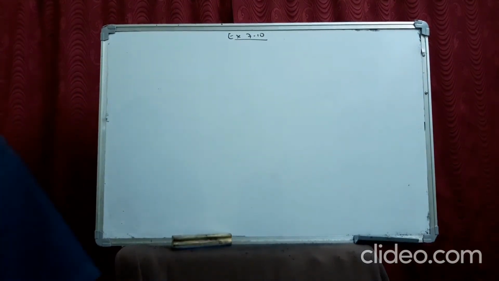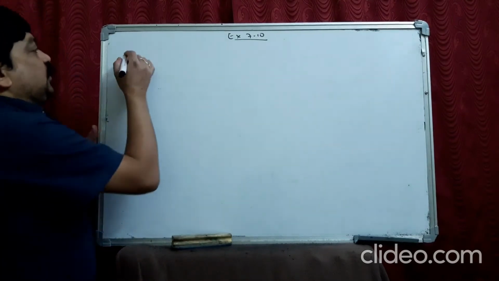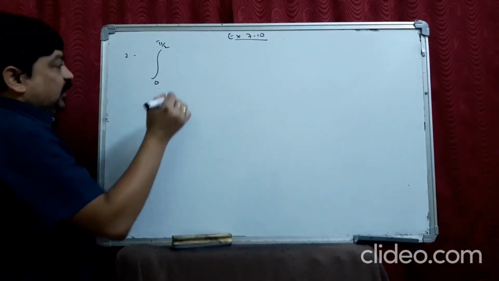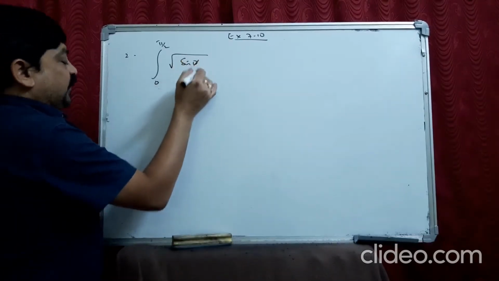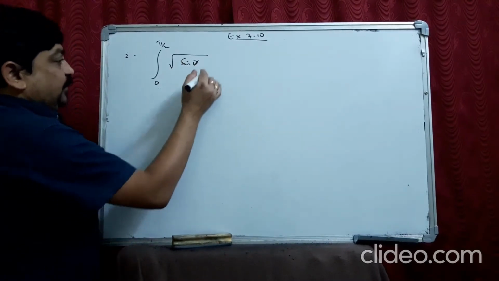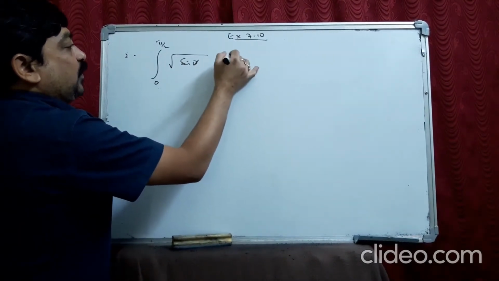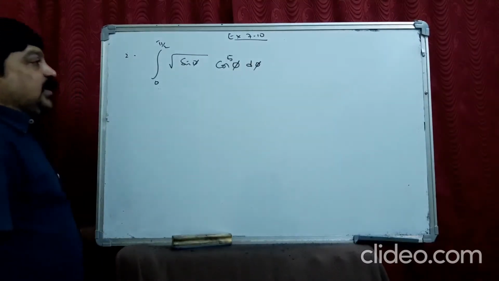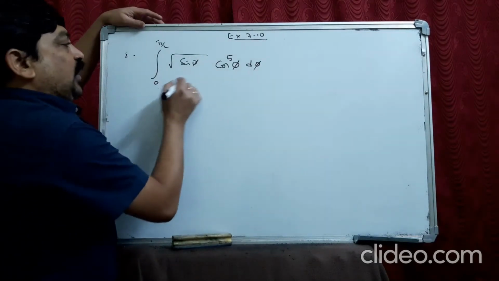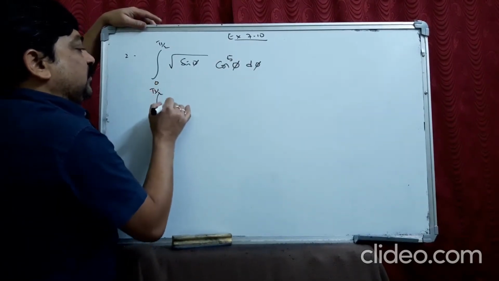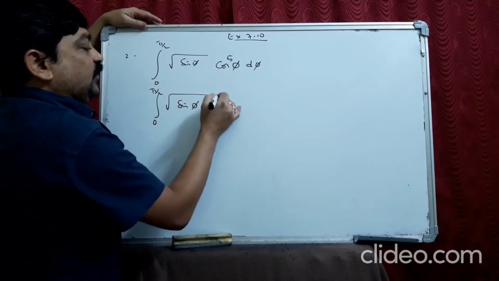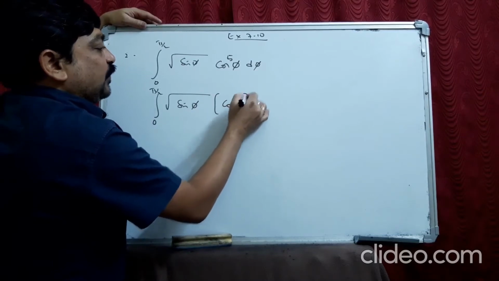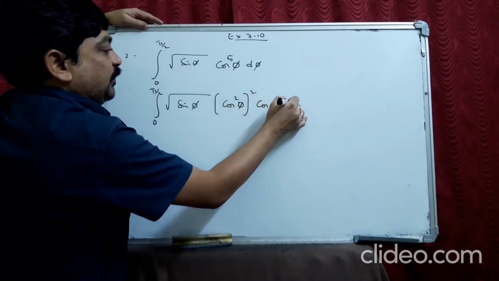See the second question. Integration 0 to pi by 2, root sine phi cos power 4 phi d phi. What can we take as t here? What I suggest is, let us rewrite the question with some little simplifications. Root sine phi into cos power 4 phi, I write this as cos square phi whole square into cos phi d phi.